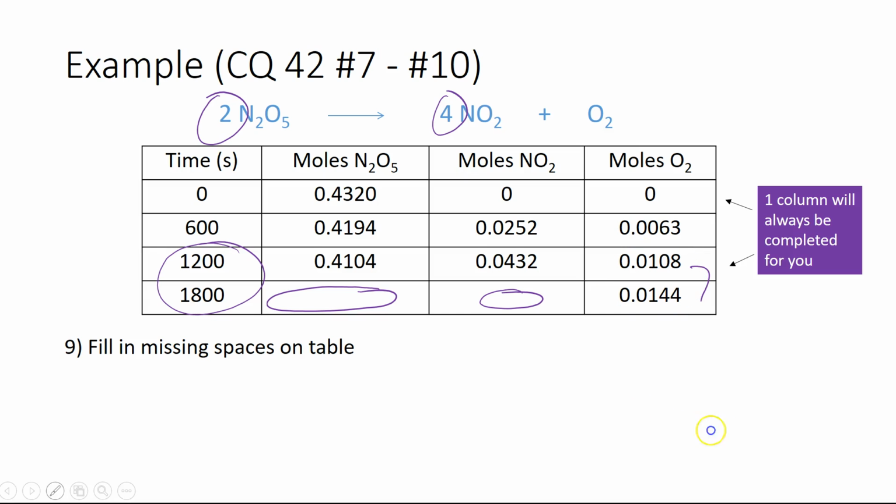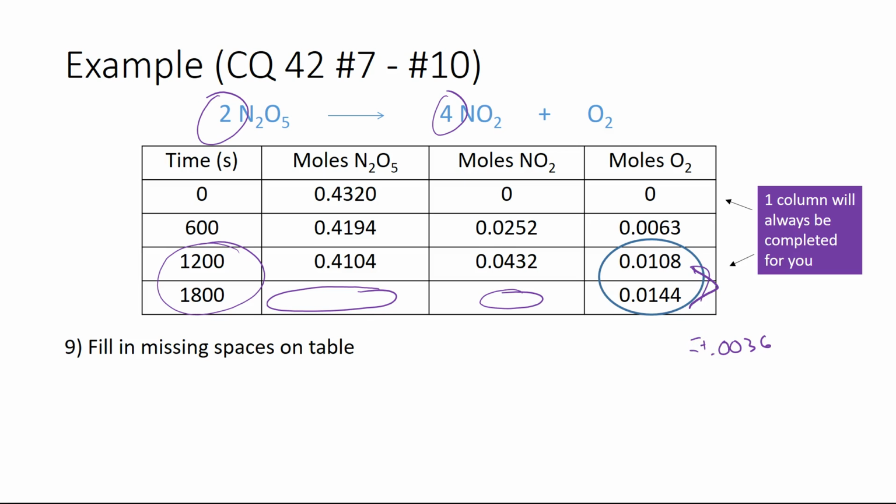So we have a value that we can calculate between 1200 and 18 seconds for oxygen, and then we can use what we know about mole ratios to figure out what the change should be for nitrogen dioxide and dinitrogen pentoxide, okay? So, I'm going to do a quick math. The difference between those two values right there is equal to 0.0036. Okay, so that means my number of moles of oxygen increased by 0.0036.